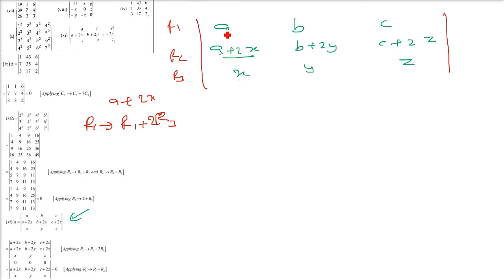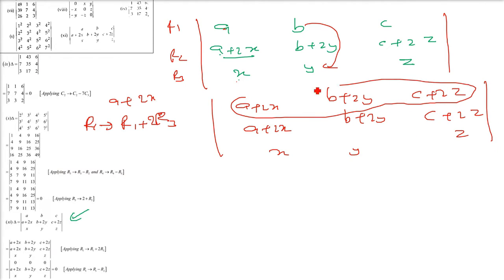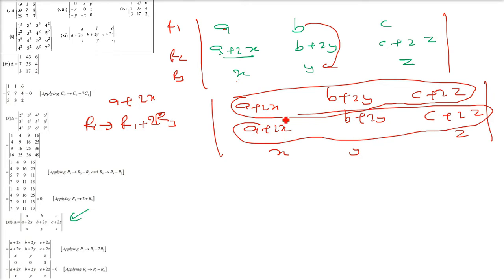Now we will get the middle row. So a plus 2x, b plus 2y, c plus 2z. Here you get x, y, z. And the two rows, the first one and this one, are exactly similar, right? When two rows are similar or two columns are similar, the determinant is 0. One more step you can do: R1 is R1 minus R2, or R2 is R2 minus R1. You will get a 0 because both rows are the same.